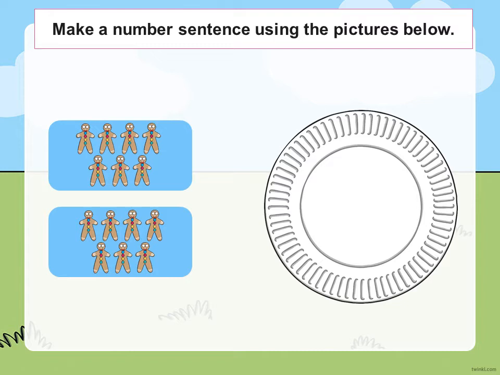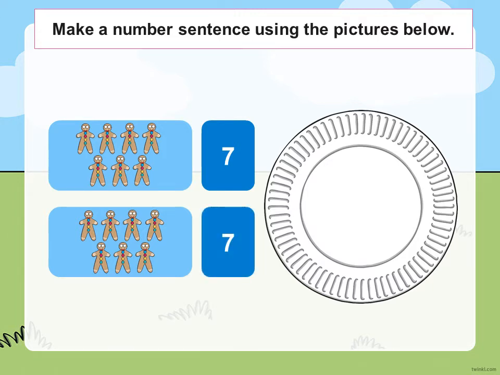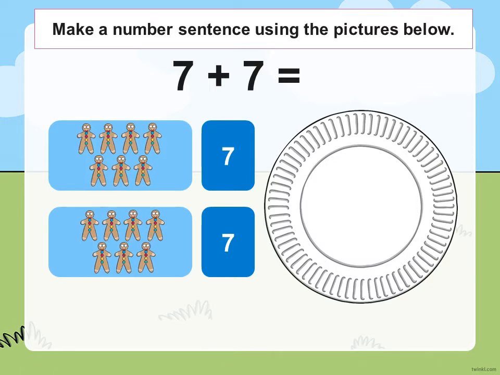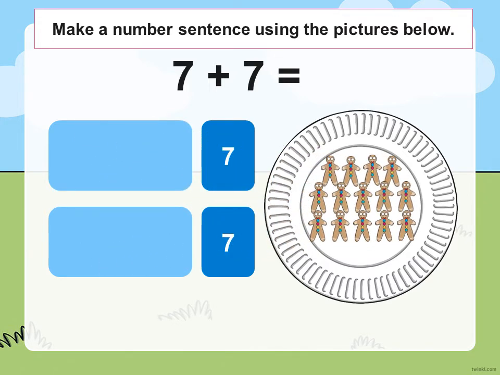Now, let us count the number of cookies. There are 7. How many on the second set of cookies? Let us write the number sentence. 7 plus 7 equals... Can you count the number of cookies? The correct answer is 14. Very good.